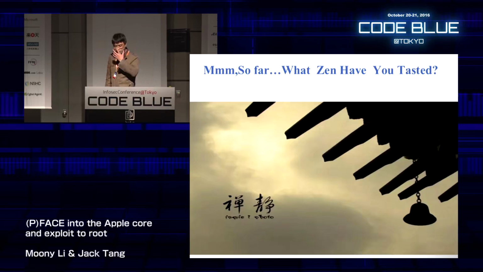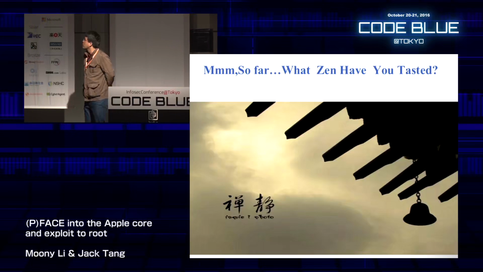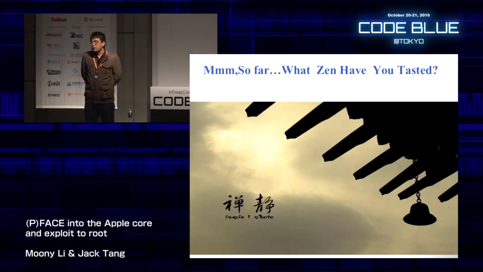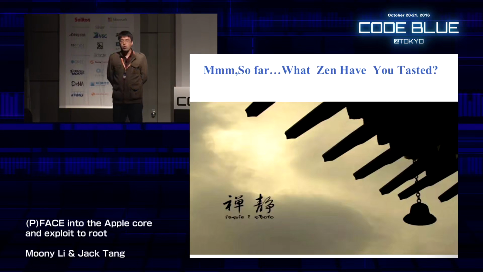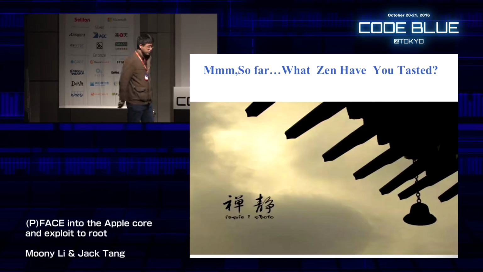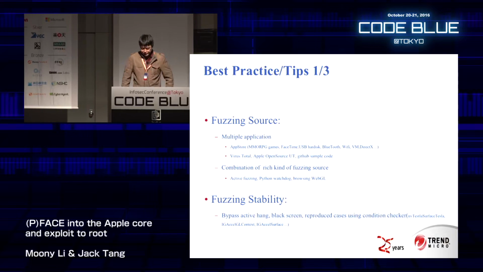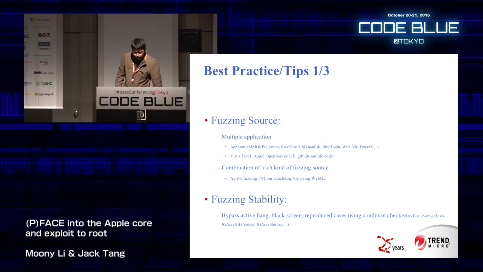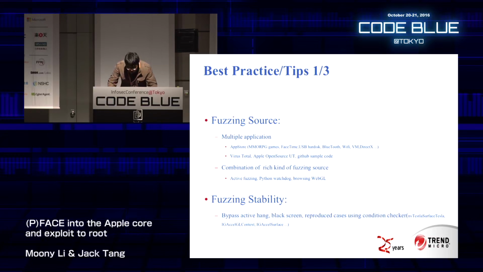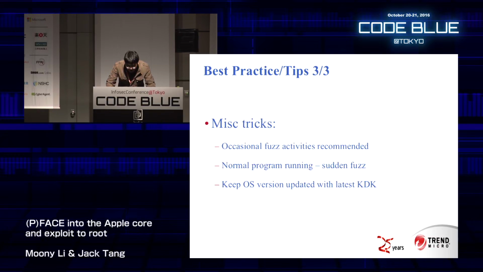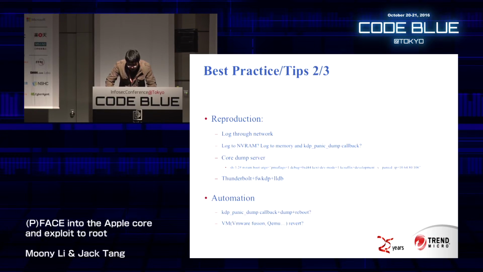Okay, so far during our passive fuzzing activity, what best practices or tips have we gotten? In this part, I will introduce some best practices and tips. It's about fuzzing source, fuzzing stability, reproduction, automation, and a bit of a missing challenge.